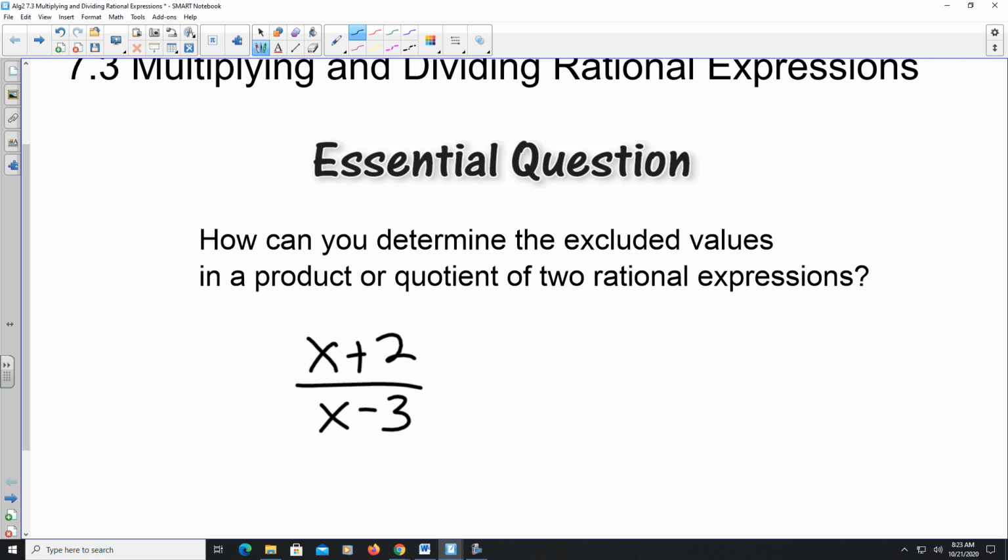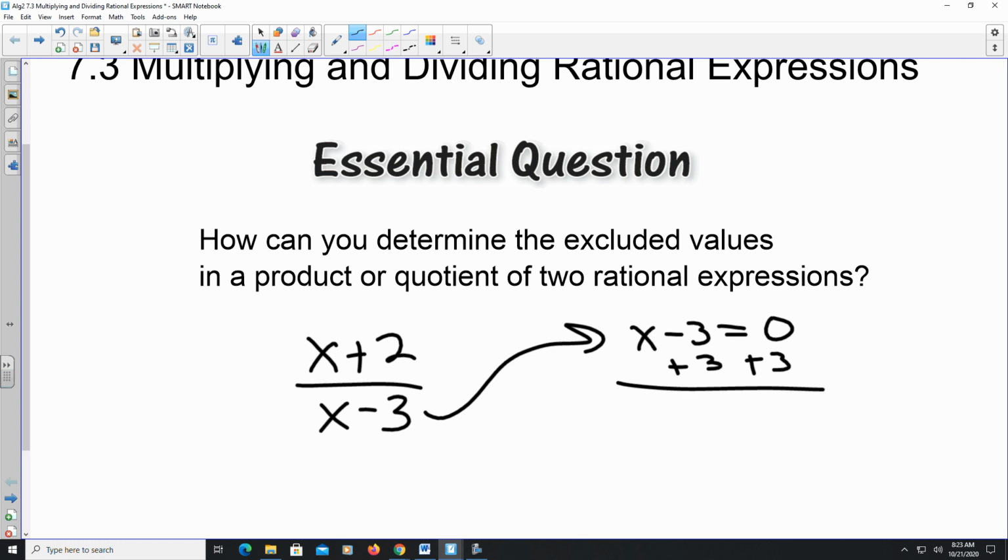Basically, you're just going to take the denominator, x minus 3, and set it equal to 0. Figure out what x would be. If I add 3 to both sides, x would equal 3. So if x were 3, this expression would be undefined because my denominator would be equal to 0. So an excluded value is 3: x could not equal 3 for this particular situation. That is how you find an excluded value. You take the denominator, set it equal to 0, and then solve it.